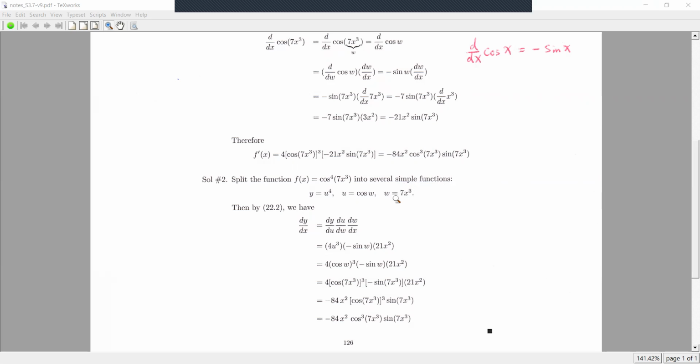If we plug in 7x to the third in the w here, then we have cosine of 7x to the third. Plug in cosine of 7x to the third in the u here, then we get back to the given function. So the given function is a composite function of these three functions.